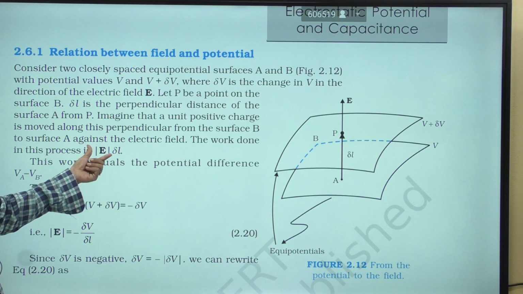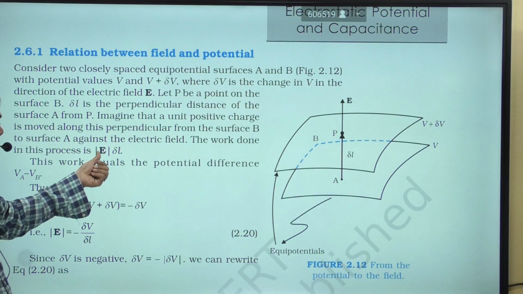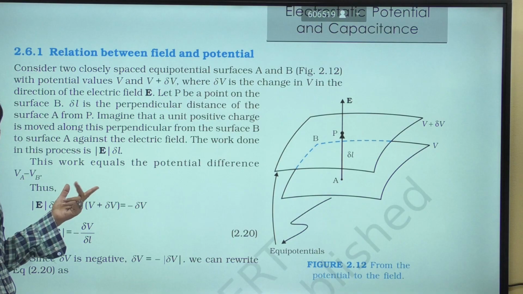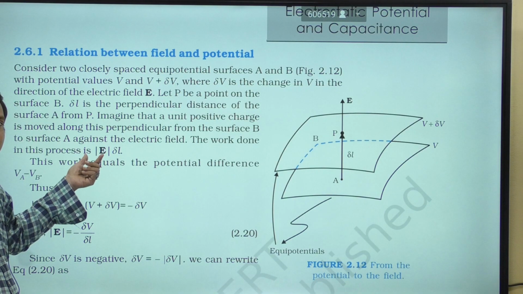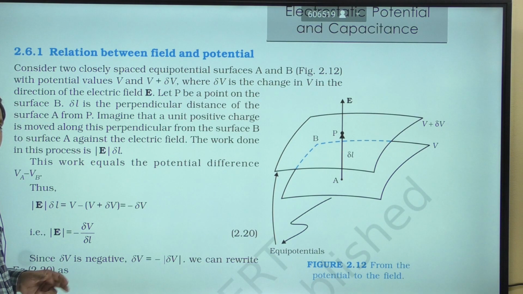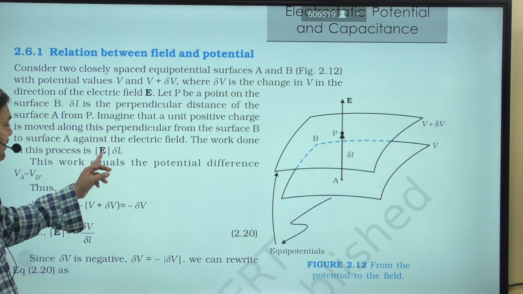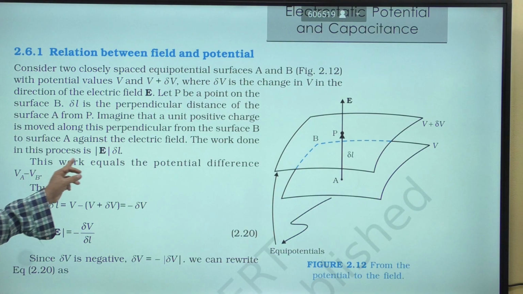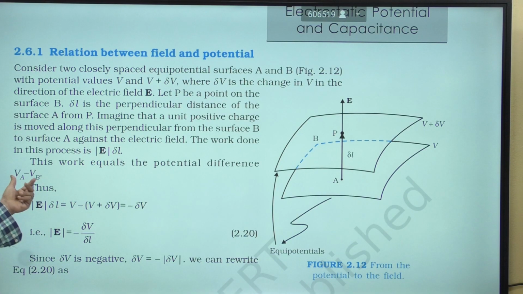Kabatti, now what is the work done in this process? Force into d delta L. Electric field is nothing but the force. So kabatti we have seen electric field or intensity of electric field or electric field strength is the force experienced on a unit positive charge. Kabatti this becomes force multiplied by distance. Kabatti now this equals to E into delta L equals to what?